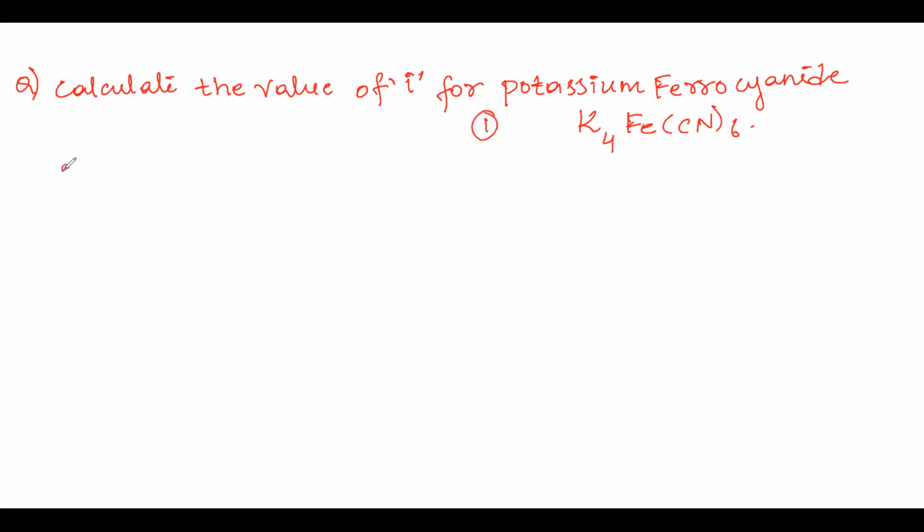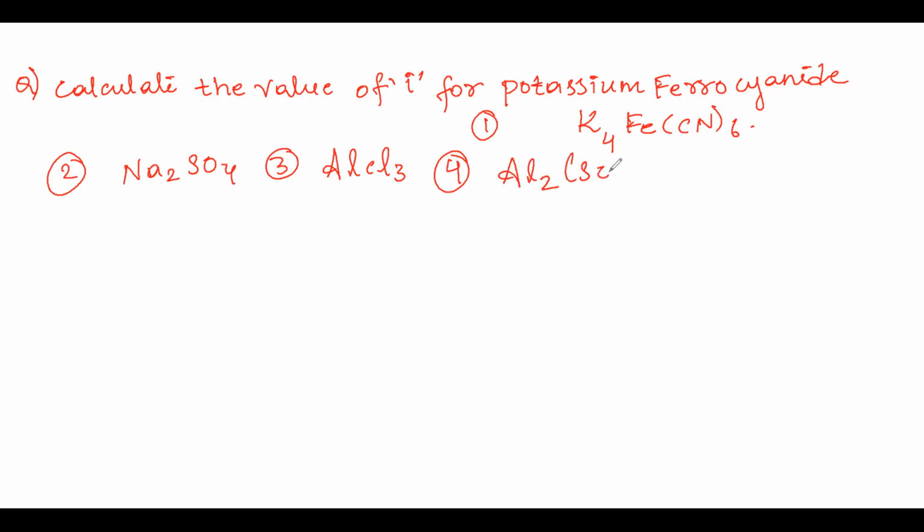Second one, sodium sulfate, Na2SO4. Third one, aluminum chloride, AlCl3. Fourth one, aluminum sulfate, Al2(SO4)3. And fifth one, NaCl. So without any dissociation, I am just showing how to calculate i. Afterwards, we'll see it according to the dissociation also, that is percent of dissociation or association.